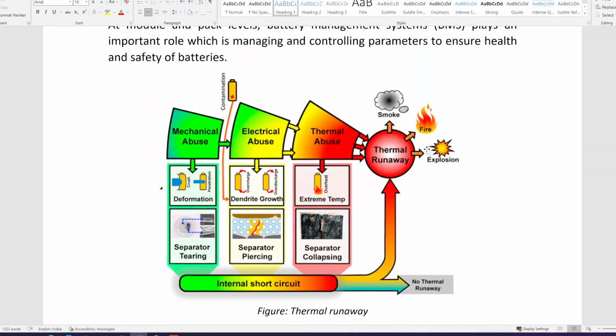So we have something called thermal runaway, which can be caused by various aspects. Thermal runaway can result in smoke, fire, and/or explosion, or a combination of these. It happens due to various aspects: first being mechanical abuse, electrical abuse, thermal abuse, and contamination.